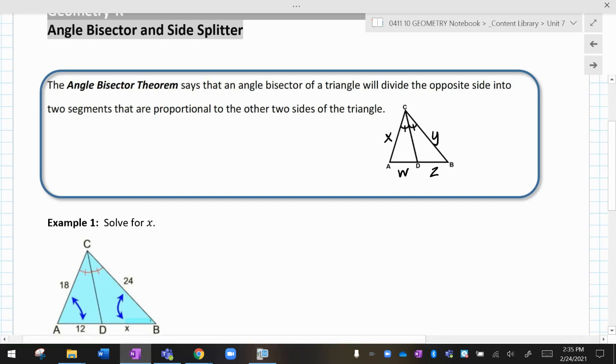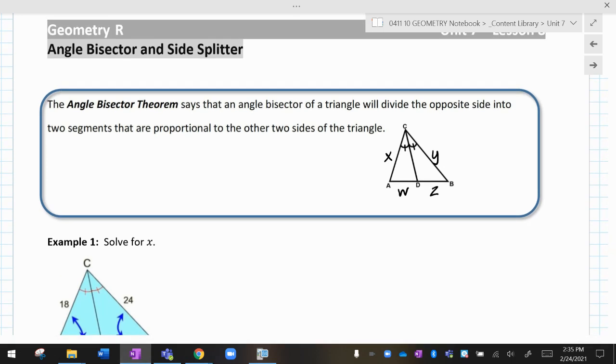Hey geometry friends, we are going to do a very quick pair of theorems today that just involve proportions, just like yesterday's lesson did. So try not to get overwhelmed because it's really not that bad. Today we're going to talk about the angle bisector theorem.